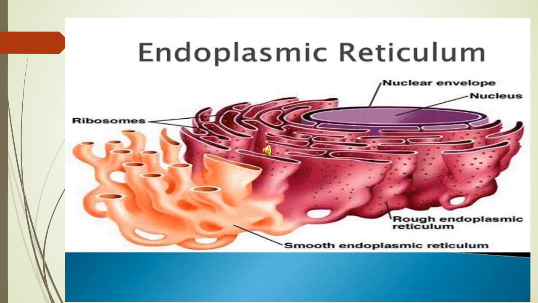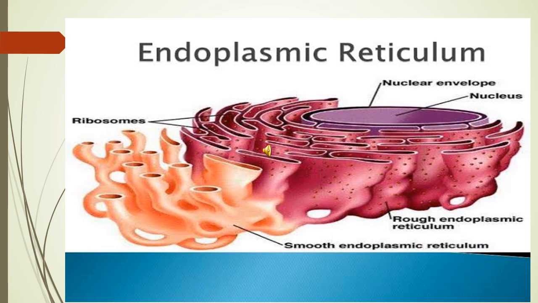So there are two types of endoplasmic reticulum. One is rough endoplasmic reticulum, another one is smooth endoplasmic reticulum. Both types are present in plant and animal cells. The two types of endoplasmic reticulum often appear as separate, but they are subcompartments of the same organelle.